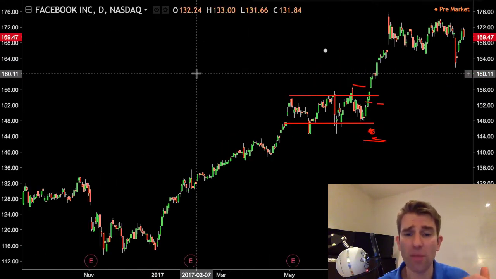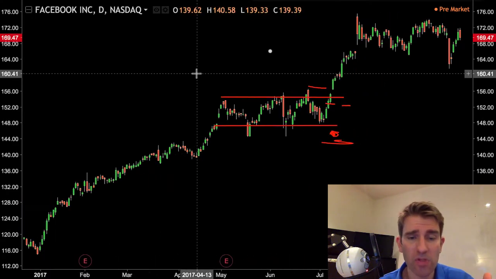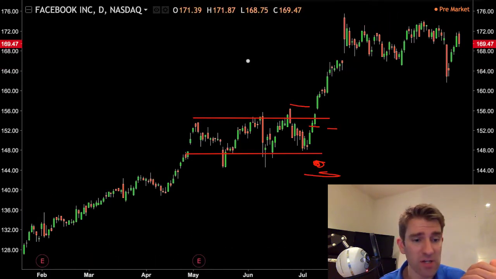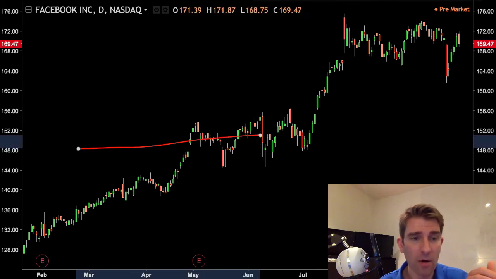Another really good example would be if we're buying a double bottom or double top. And let's stay on Facebook. We may as well while we're here. Oh, I need to get rid of that.